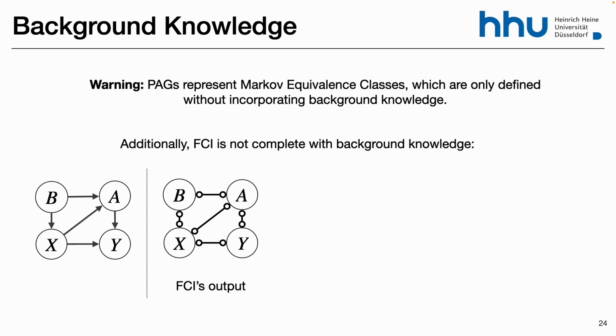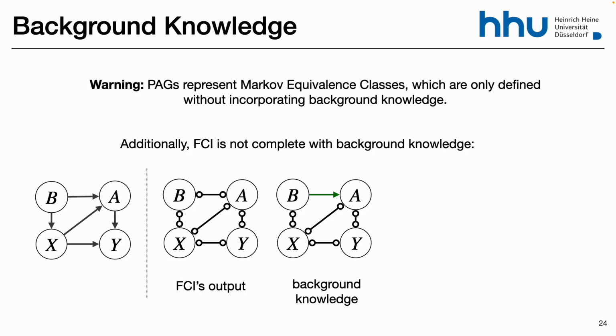So you couldn't learn much. It's just that there's no edge between B and Y. And then I tell you, oh, from background knowledge, I know that B causes A. Okay, great. Now what can you do? Can any of you tell which rule I could apply?